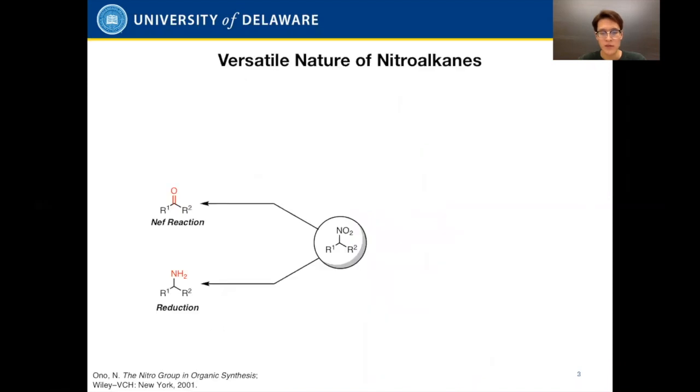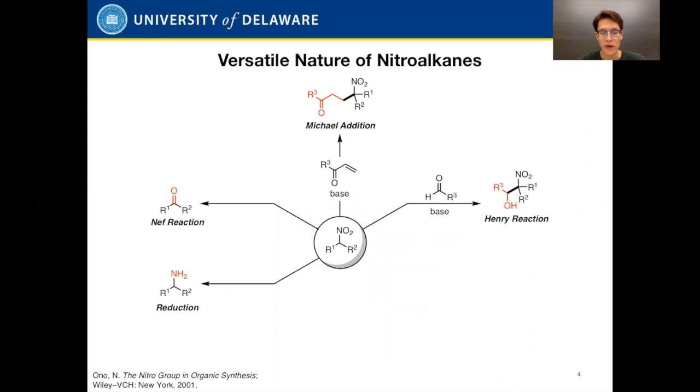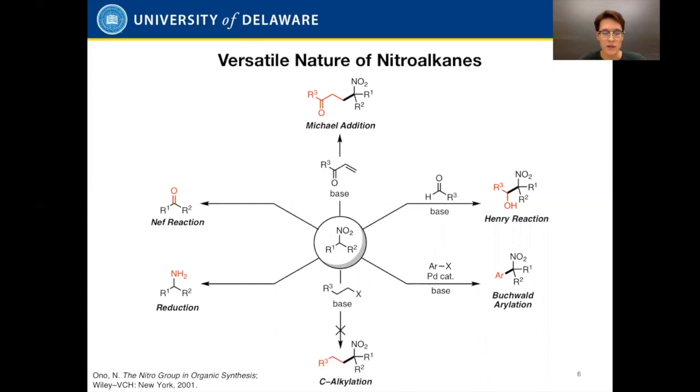So nitroalkanes are quite versatile intermediates in organic synthesis. They can be converted to a variety of functional groups, including amines and carbonyls, which are commonly found in biologically relevant molecules, and also participate in several carbon-carbon bond-forming reactions, such as the conjugate addition, the nitroaldol reaction, and even palladium-catalyzed reactions such as the Buchwald arylation. Given the importance of nitroalkanes as valuable synthons, a potentially simpler approach to accessing highly substituted nitroalkanes would be through C-alkylation using alkyl halides. However, this transformation actually turns out to be much more challenging than expected.